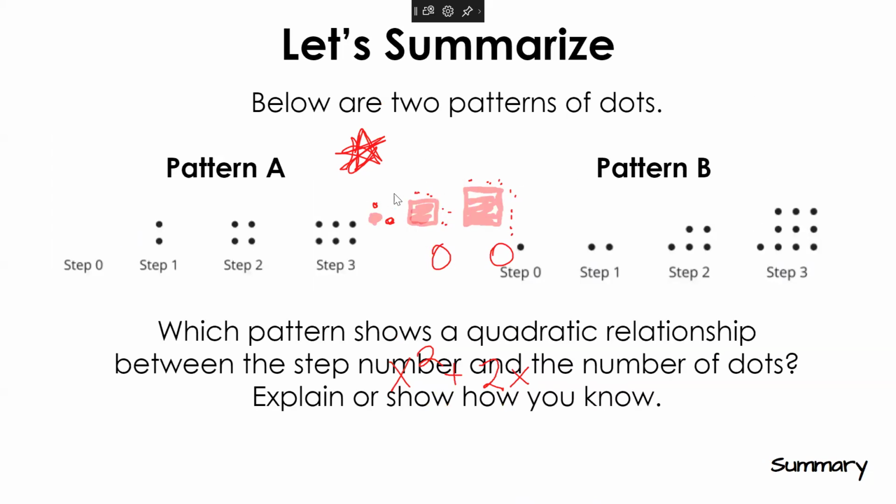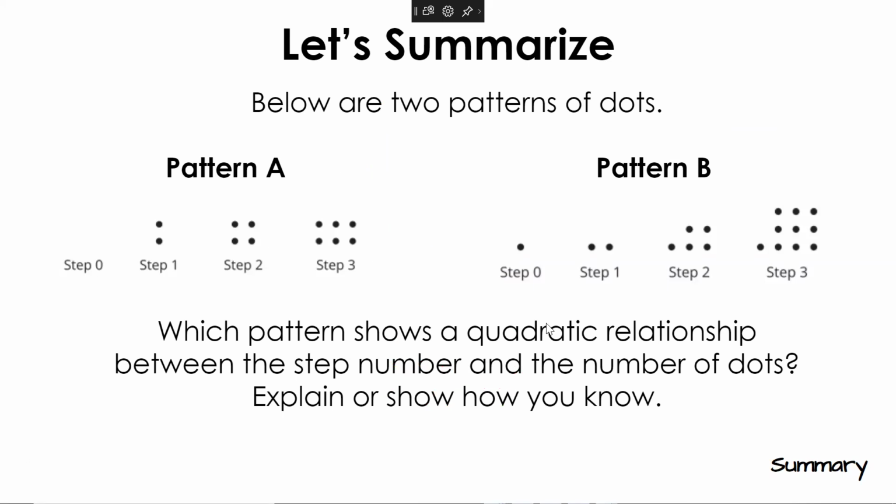Okay. Now, go ahead and look at this one. Which pattern shows a quadratic relationship? Okay, take a moment. You said B. Okay, good. Why?